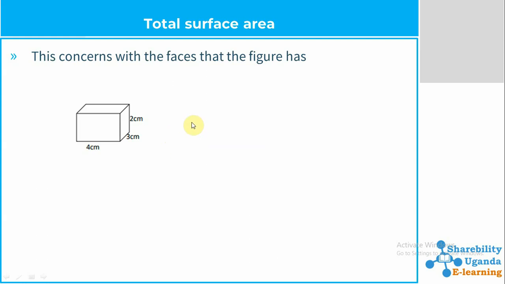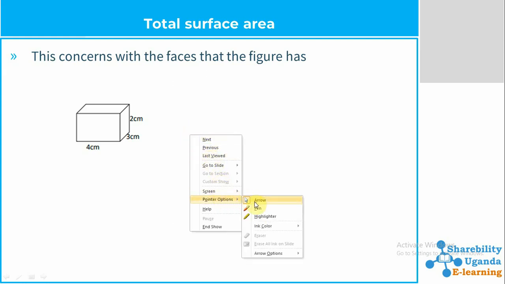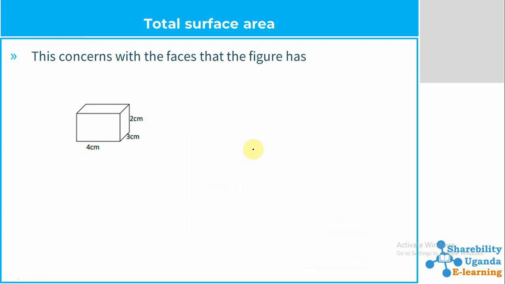This is also concerned with volume because we use the same figures, the same shapes, as in getting the total surface area. When you talk about the total surface area, it is concerned with the faces within our cuboid or our cube. We are saying it concerns more the faces that are within our cube or a cuboid.